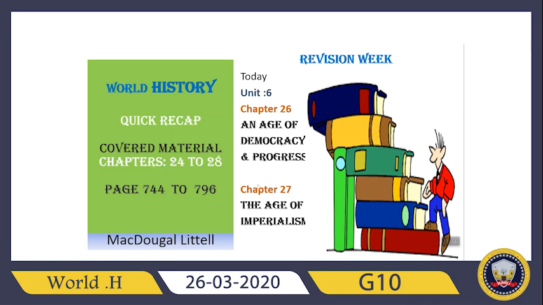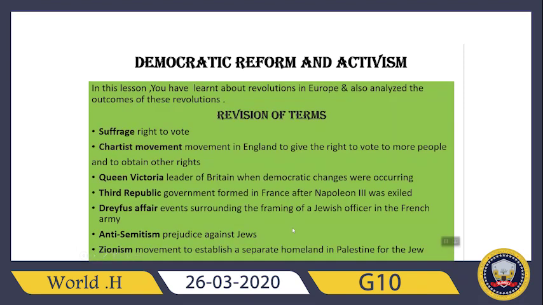But in the last class, I think we revised chapters 24 and 25. In today's class, we will revise chapters 26 and 27, and both you will find in unit 6, an age of democracy and progress, and the age of imperialism. Okay, so here we go. As you know, I can't collect each and everything, but the most important things I have tried to collect on these slides. But these are not the only things. You have to see your books as well.